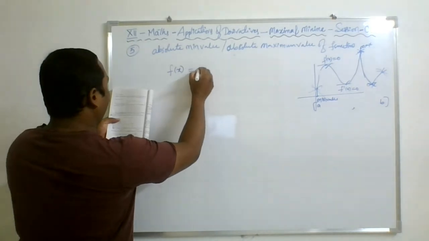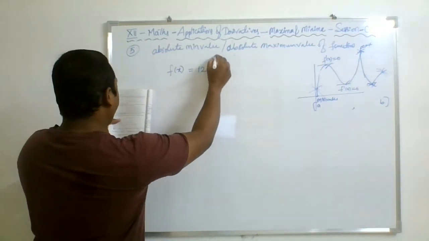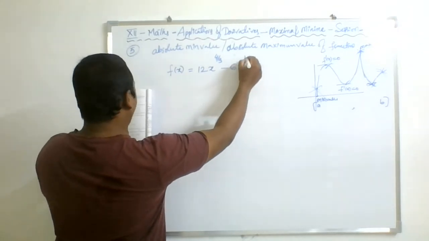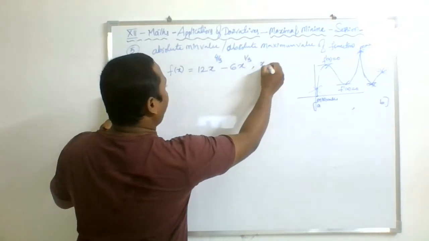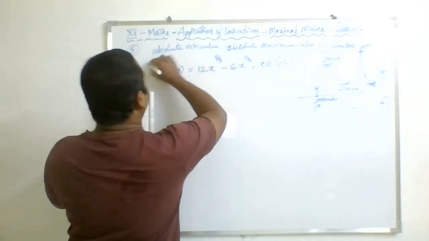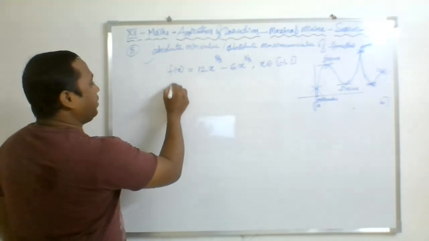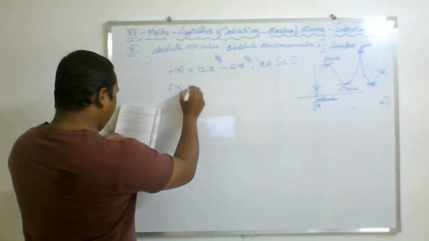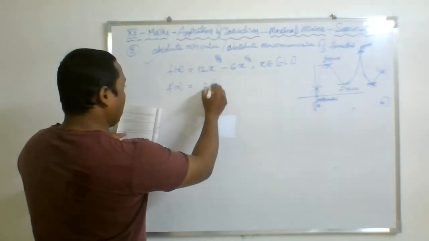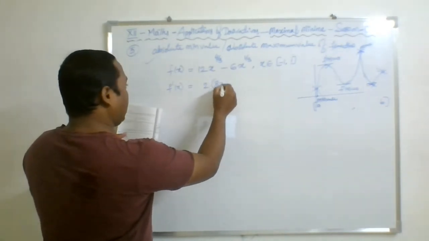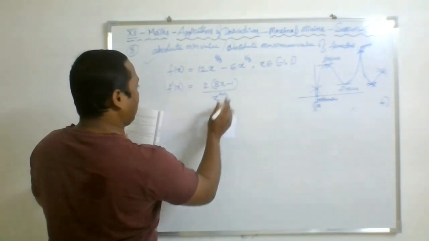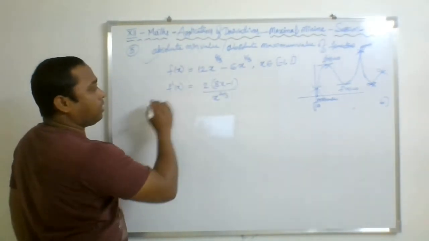f of x is equal to 12 x to the power of 4 by 3 minus 6 x to the power of 1 by 3, where x belongs to [-1, 1]. The question will be the same. If you go with the derivative, I am writing directly the reduced answer after simplification. You will get (8x - 1) upon x to the power of 2 by 3. This is the derivative after simplification.